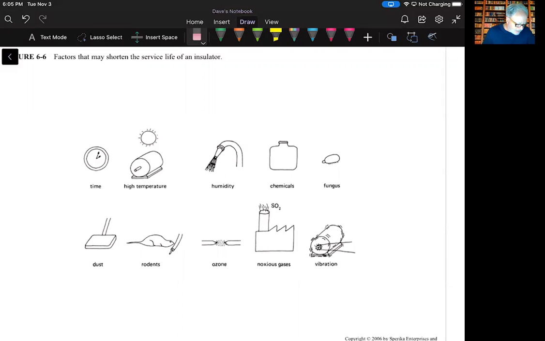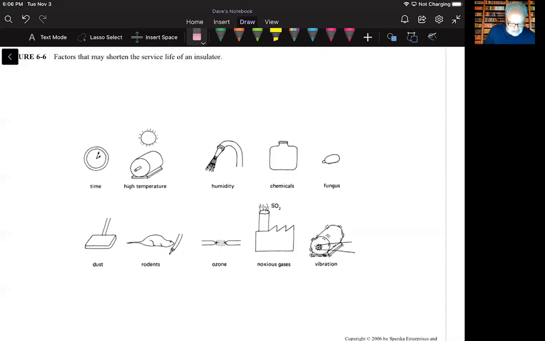And tests made on many types of insulating materials have shown that the service life of an electrical machine or electrical apparatus diminishes approximately by half every time the temperature increases 10 degrees C. This means that if a motor has a normal life expectancy of 8 years at a temperature of 105 degrees, it will have a service life of only 4 years at a temperature of 115 degrees C, and then 2 years at 125 degrees C, and only 1 year at a temperature of 135 degrees C.